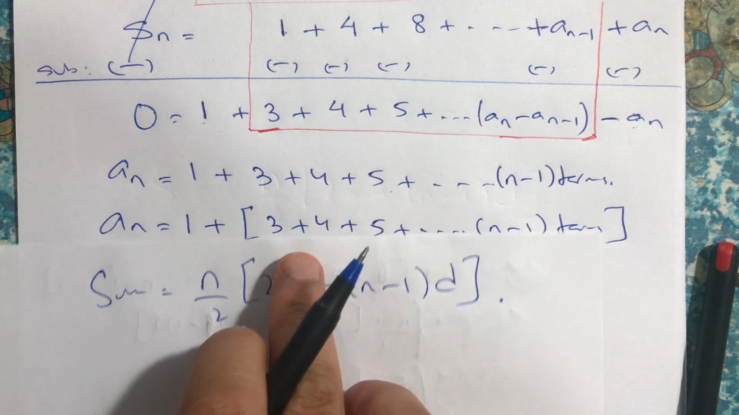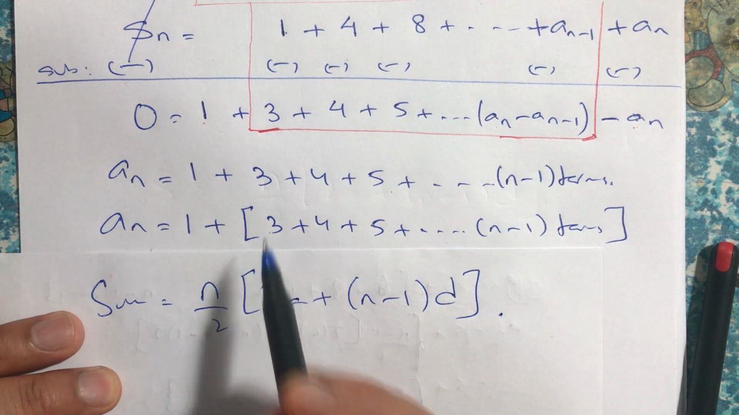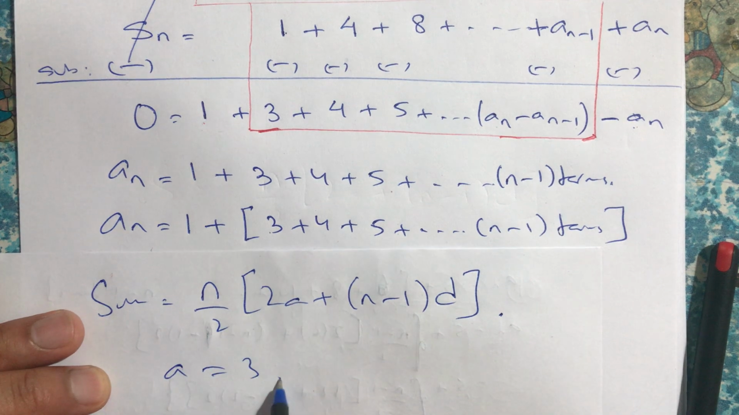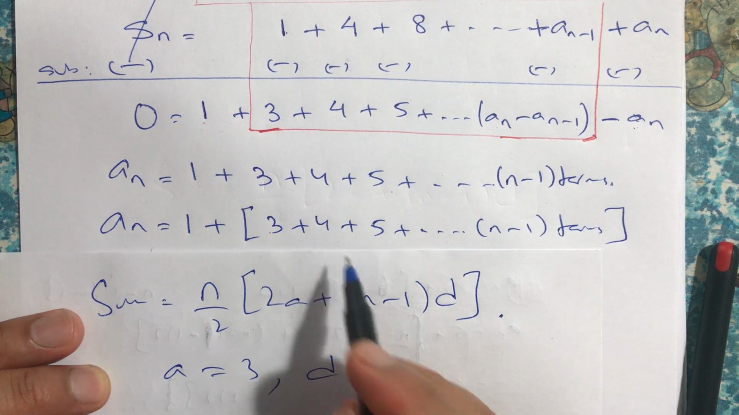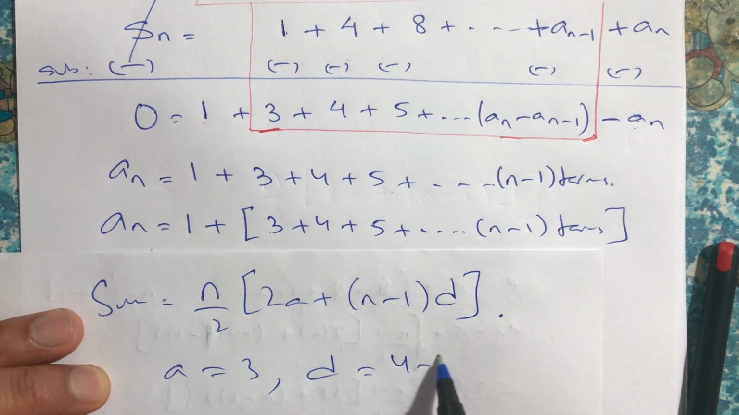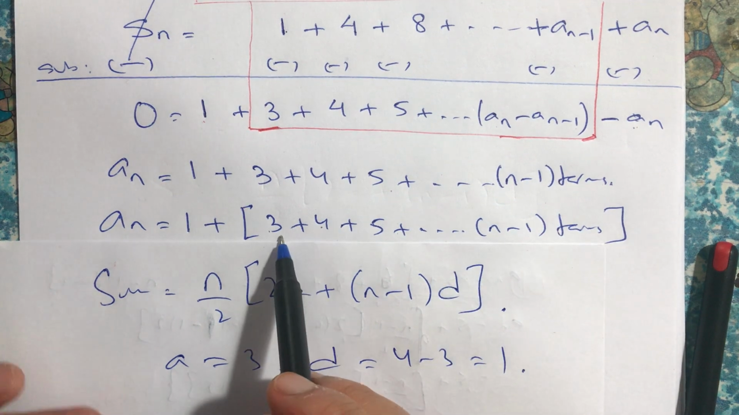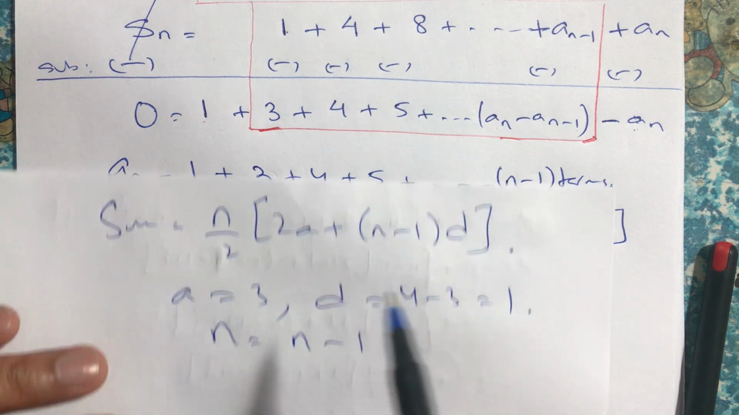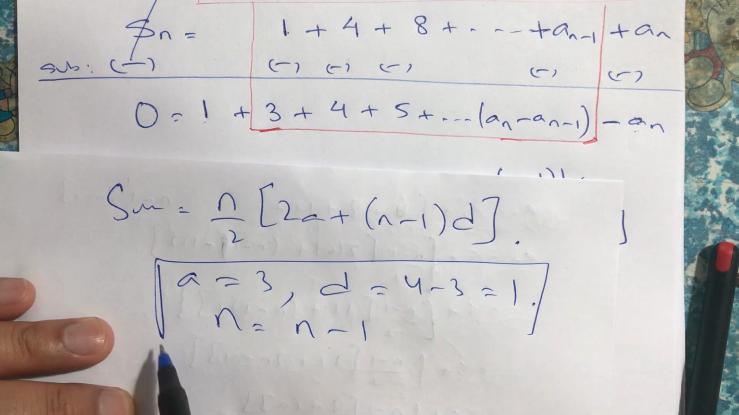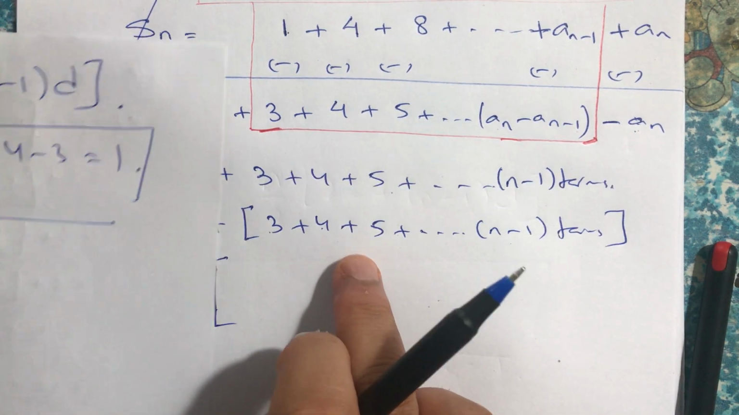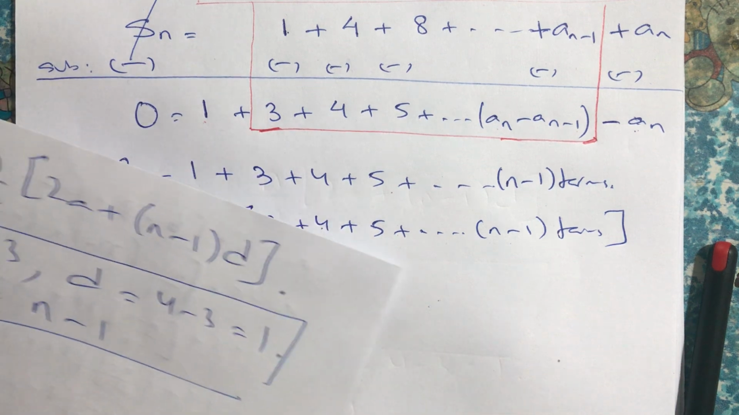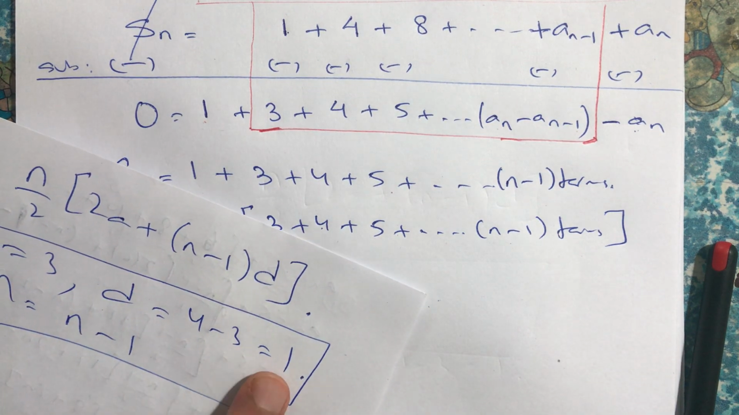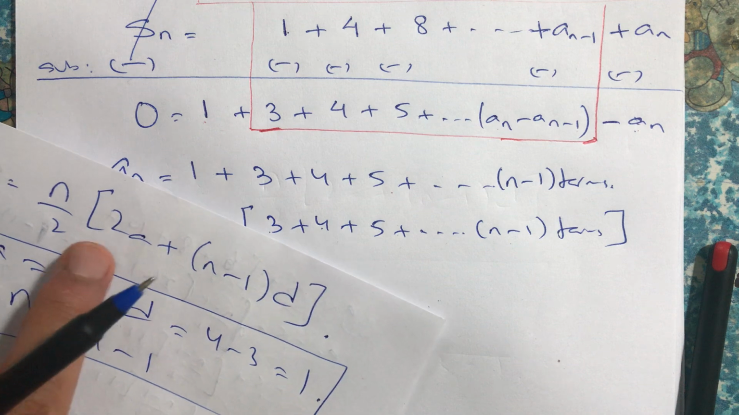So over here, if you look carefully, what's your first term? First term is 3, so a is equal to 3. What's your d? d is equal to 4 minus 3, that is equal to 1. And what's the n over here? n is n minus 1, because the last term over here is n minus 1. So this is what we have for this particular series. So we just do a substitution. Instead of a, I'll put 3, instead of d, I'll put 1, instead of n, I'll put n minus 1, and that's the formula.